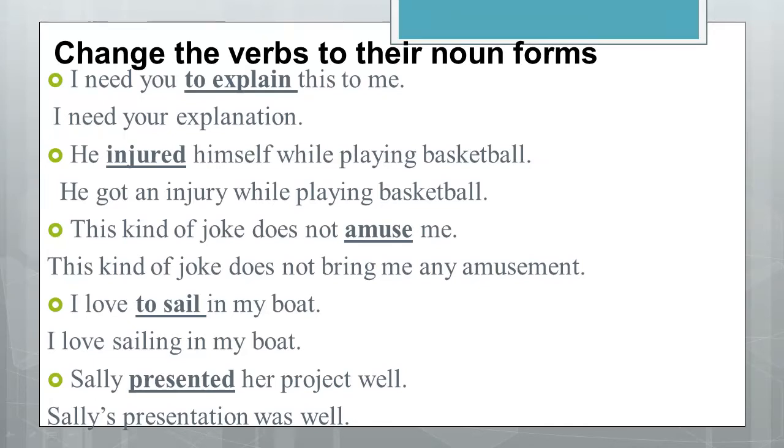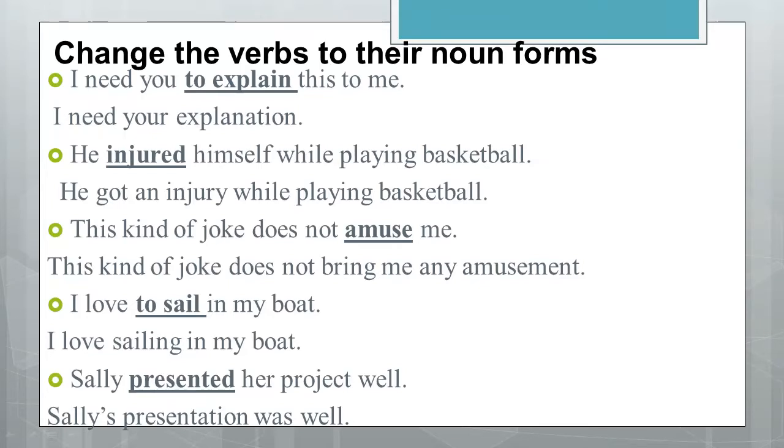Sentence number 4. I love to sail in my boat. Find the verb, to sail, and the noun to this verb would be sailing. I love sailing in my boat.